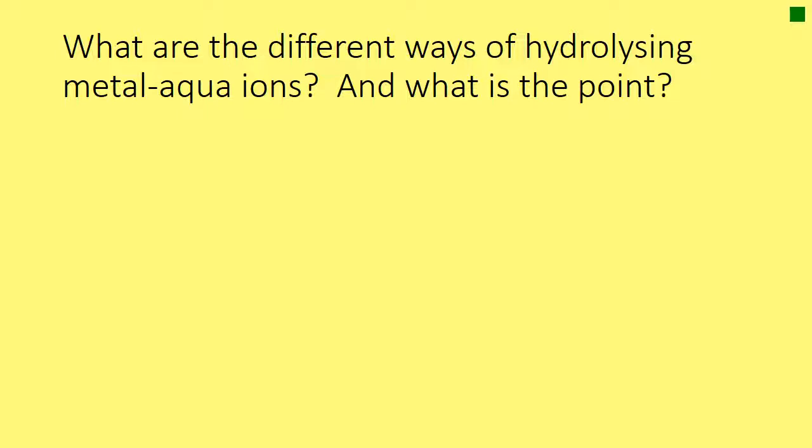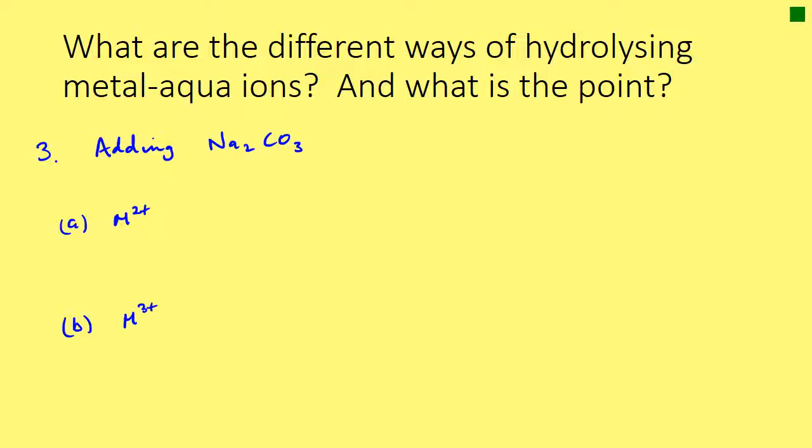And lastly, the third way of hydrolyzing metal aqua ions is by adding sodium carbonate. And the thing about adding sodium carbonate to these complexes is that you get quite a different reaction, depending on whether you use a 2+ ion or a 3+ ion. All right, so for metal 2+ ions we get one reaction, and for metal 3+ ions we get a different reaction.